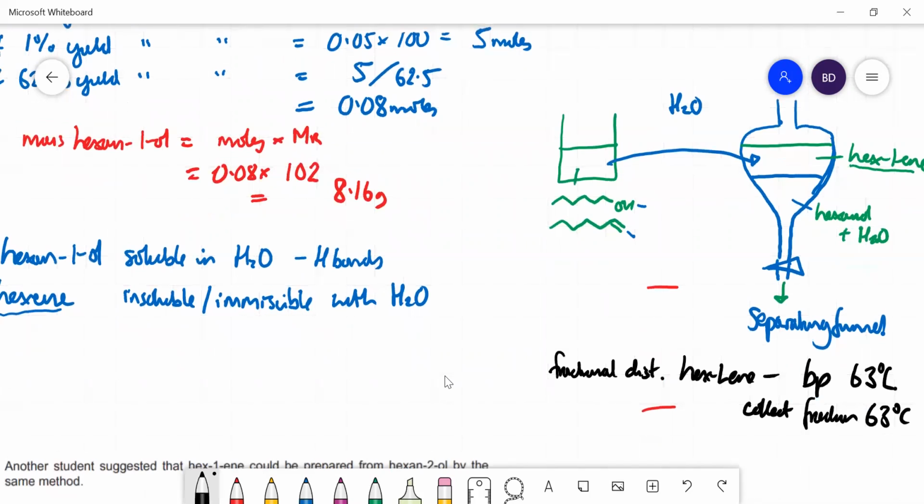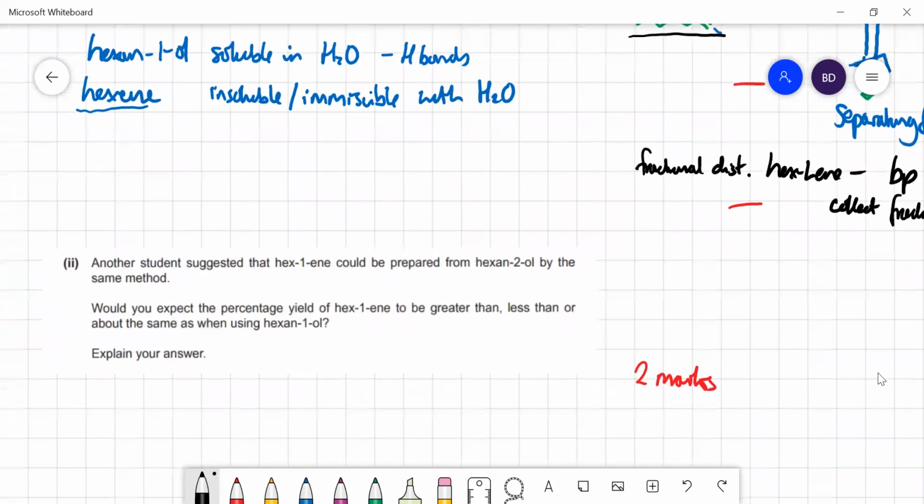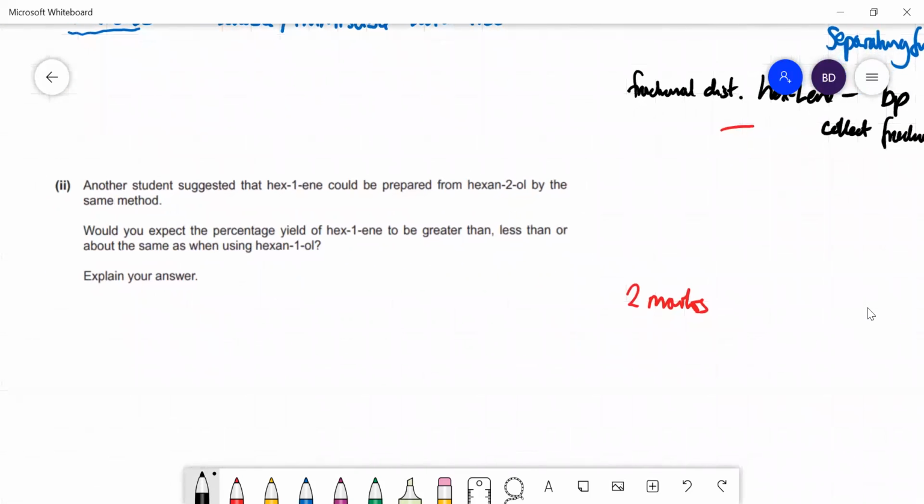Important there to realize that this is going to form H bonds and will be miscible with water, and this one will not, and it won't mix with water. Right. A student suggested hex-1-ene could be prepared from hexan-2-ol. Would you expect the percentage yield to be greater, less, or more?